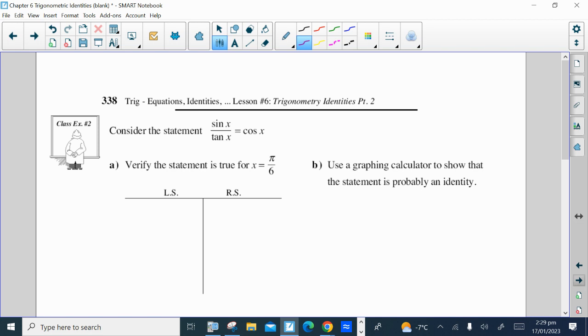All right, so on the next page, we have a different statement. Sine x over tan x equals cos x. This time they want us to show that it is true for pi on 6 radians. So the left side will be sine of pi on 6 divided by tangent of pi on 6. The right side will just be cosine of pi on 6.